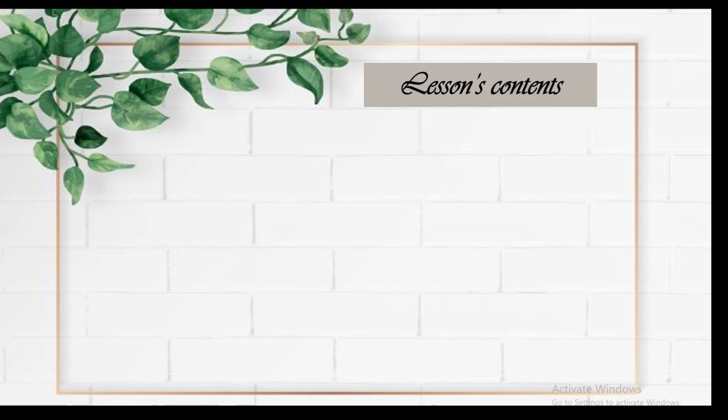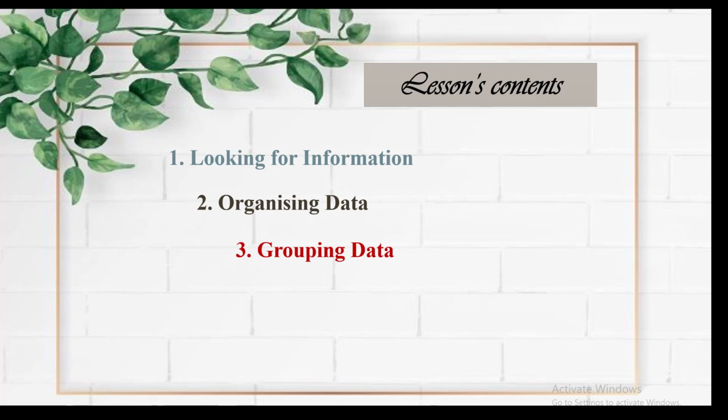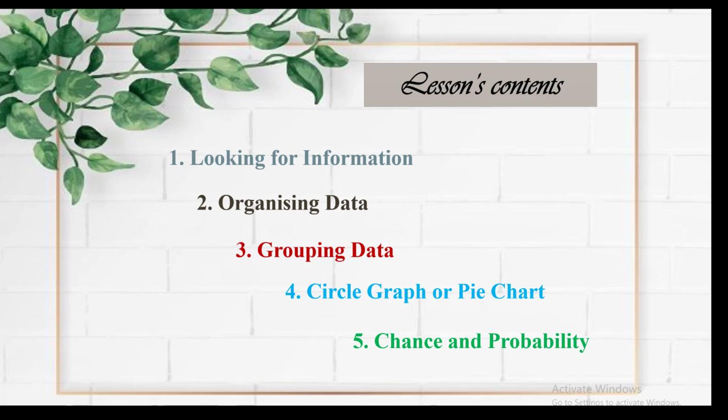Today's lesson consists of 5 parts. The first part is looking for information. The second part is organizing data. The third is grouping data. The fourth part is pictograph or pie chart. And then the final part, chance and probability. We get to the first part, looking for information.